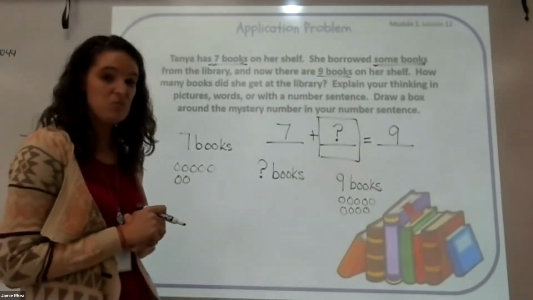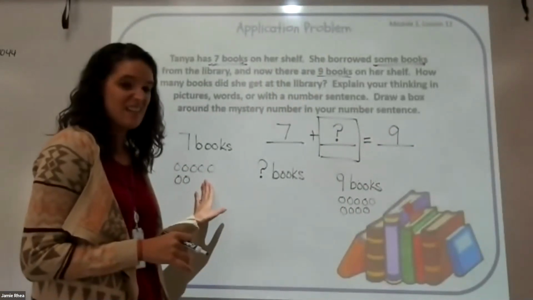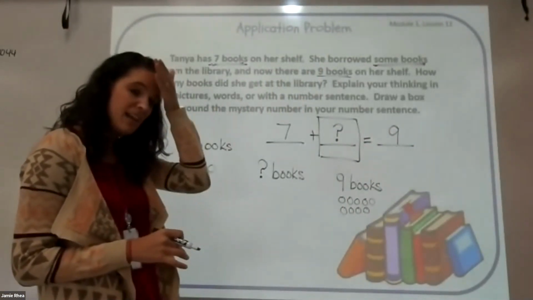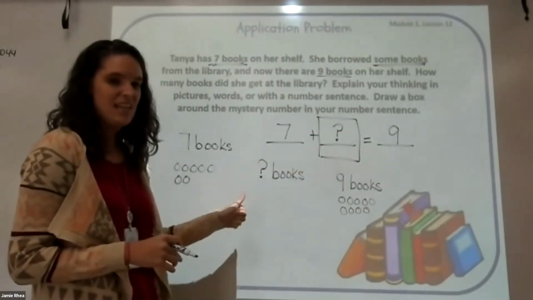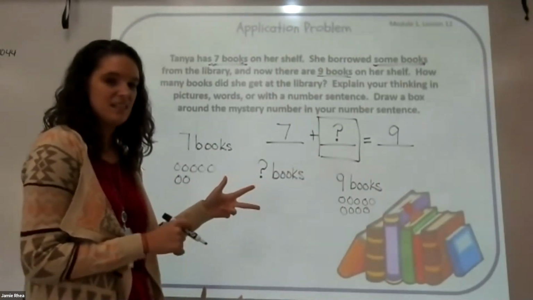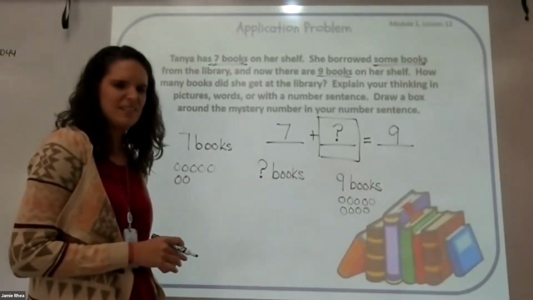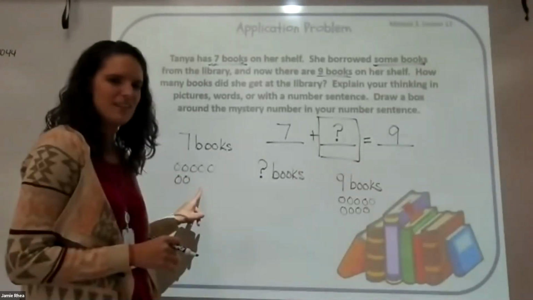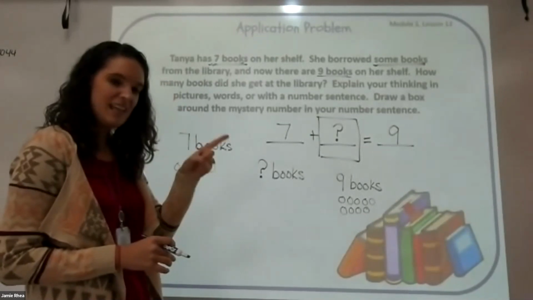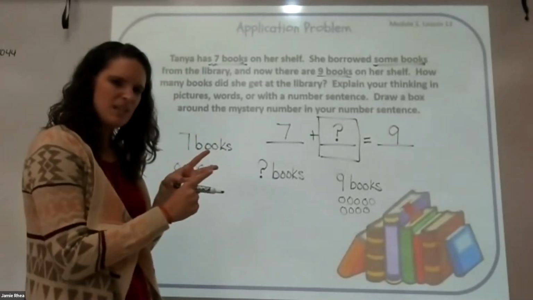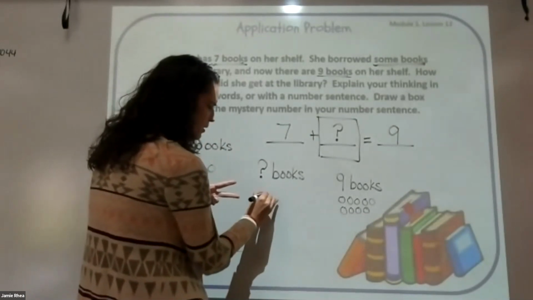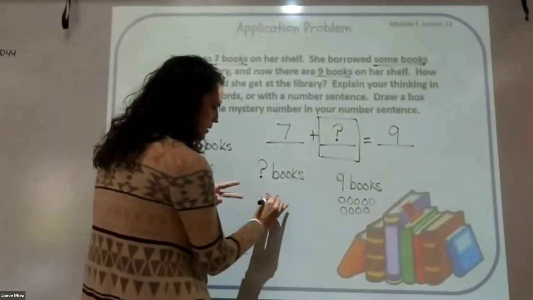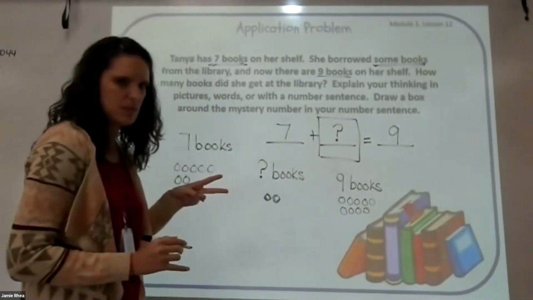I could do that a few ways. I could take 7, put it in my head, and count on till I get 9. So I could say 7, 8, 9, 10. Oh, that's not right. I want to go to 9. So let's try that again. 7, 8, 9. How many did I count? 2 more. So I'm going to go ahead and draw 2 here. And we'll check it in just a minute.